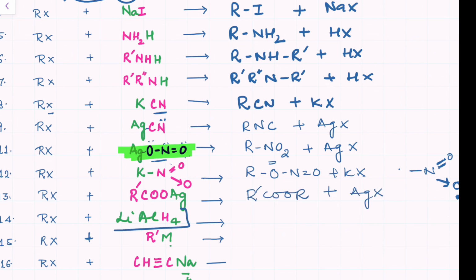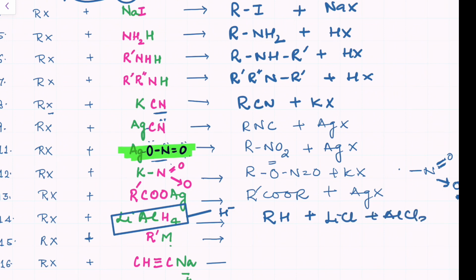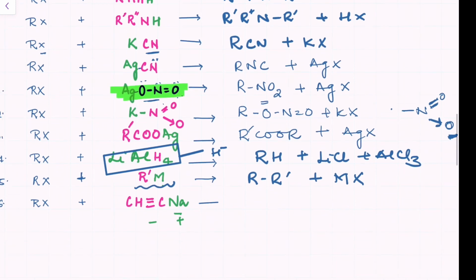LiAlH4 is a very important compound. In LiAlH4, H is in the form of nucleophile hydride. So what you get is RH by nucleophilic substitution, and the rest of the products are LiCl plus AlCl3. If you have a metal which is attached to R, you can get higher alkanes also. Metal gets attached to the X.